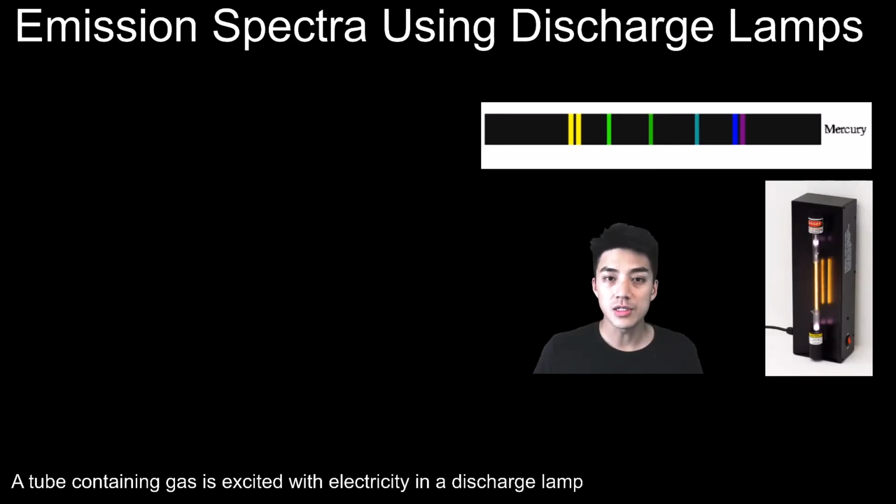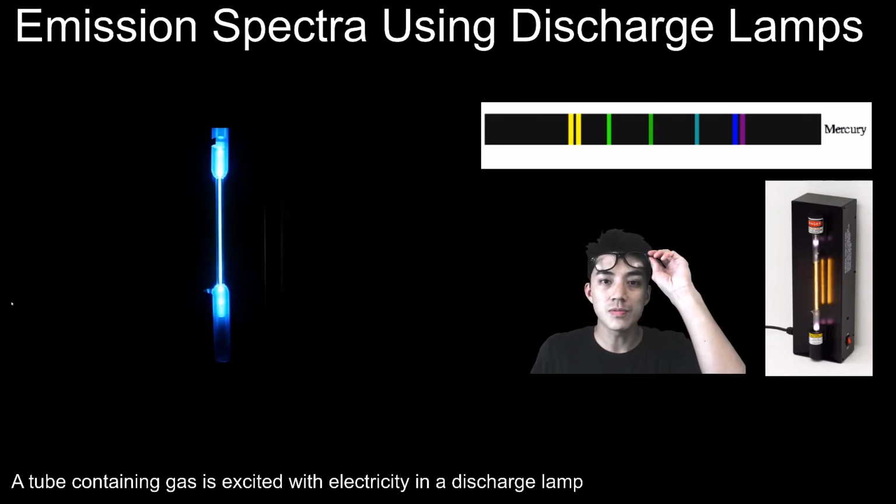I'm going to demonstrate to you the emission spectra of various gases. And how I'm going to do this is I'm going to use a discharge lamp, which can hold a tube containing gases. I'm going to show you 3 different gases, starting with mercury first. So when I turn on the electricity, the current runs through the gas, it gets excited, and it gives off colors. And then I'll show you what it looks like with my lenses on.